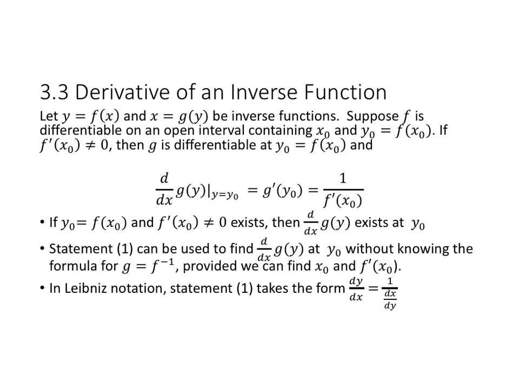So if y naught equals f of x naught and f prime of x naught does not equal 0 and it exists, then the derivative of g of y exists at y naught. Also, this statement can be used to find the derivative of g of y at y naught without knowing the formula for the inverse function, provided we know what the derivative is at x naught. The Leibniz notation for this is dy over dx is 1 over dx over dy.